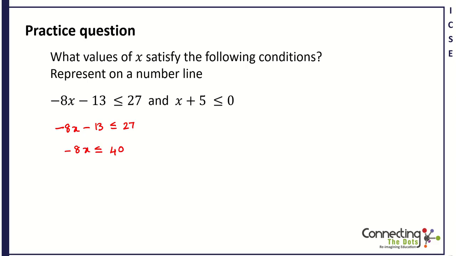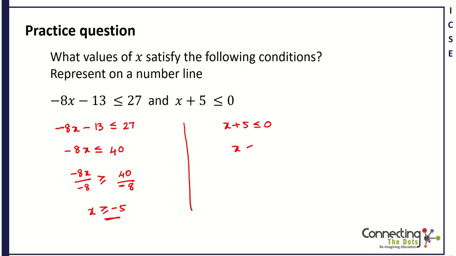If I divide both sides of the inequation by negative 8, then the inequation changes sign and becomes like that. So we have x is greater than or equal to negative 5. This is the solution set for the first inequation. So what about the second one? X is less than, and this is the second one. Let's see what that leads us to.